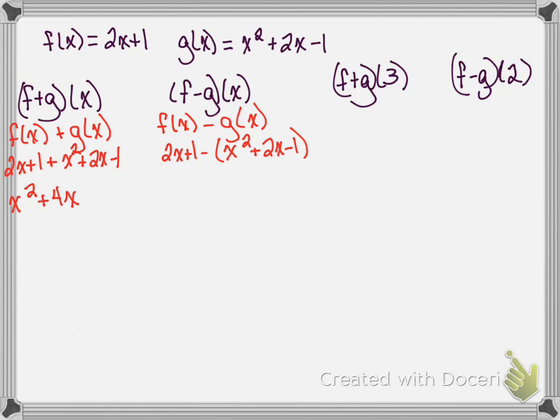So I've got to distribute that negative. So I end up with 2x plus 1 minus x squared minus 2x. Negative, negative gives me positive. Now I am going to combine like terms. So I have negative x squared. 2x and negative 2x cancel. So then I'm left with 1 plus 1.